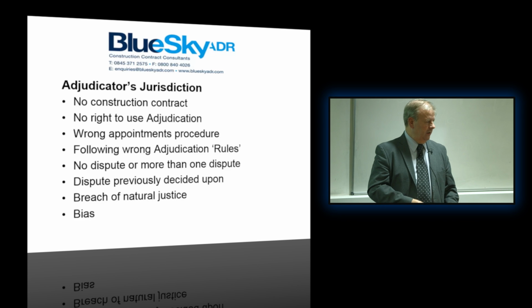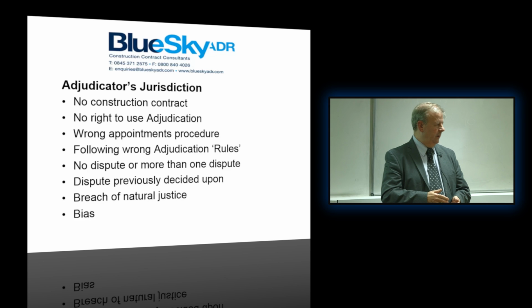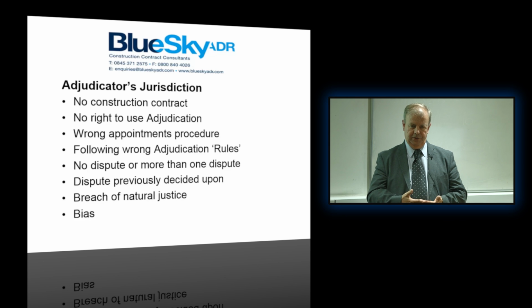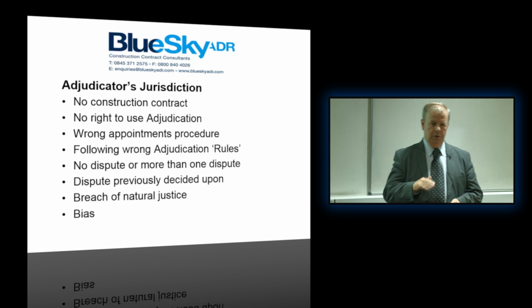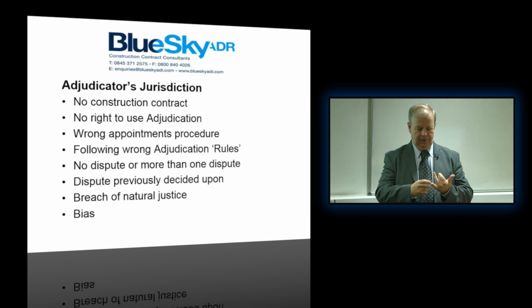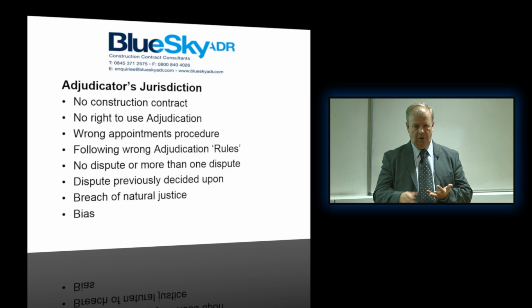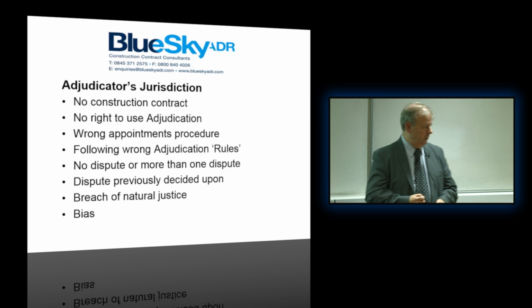So the adjudicator's jurisdiction, which we spoke about earlier on, is where things may come up in terms of why you might not get the decision enforced. I've listed out some of the most common ones. First of all, that there is no construction contract. If you haven't got a construction contract, then you haven't got the right to go to adjudication in the first place. And as I said, if you have a supply-only contract, then you haven't got the right to go to adjudication. It's got to be a construction operation covered by a contract as defined by the Act, and then you have got the right to go to adjudication.